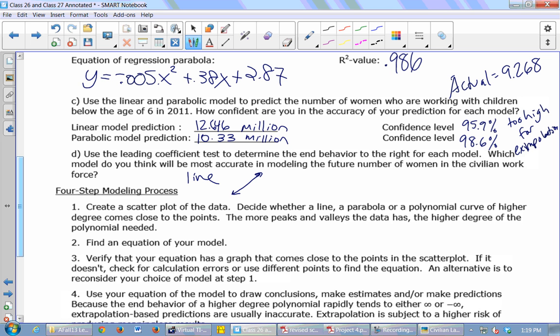And the parabola, or the quadratic, it's even degree, which means both arms up or both arms down, but the leading coefficient is negative, so both arms are down. So my quadratic will look like that. Okay. So which model do you think is most accurate in modeling the future number of women in the workforce?